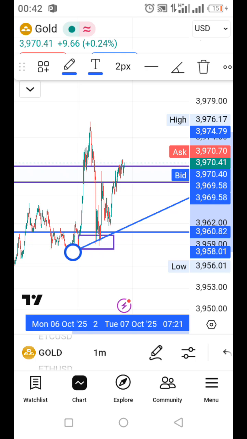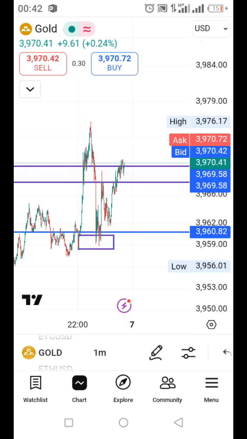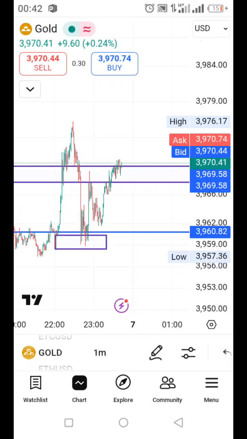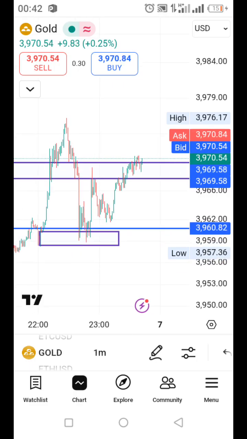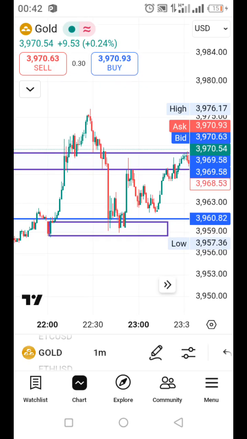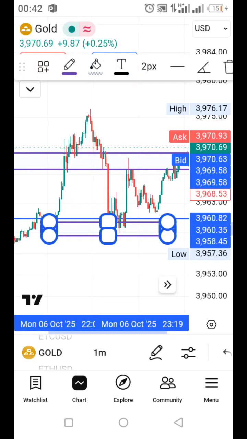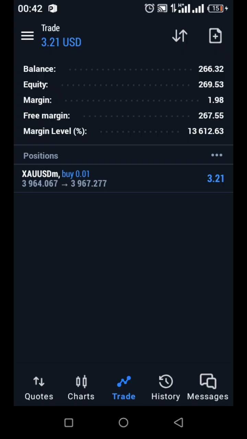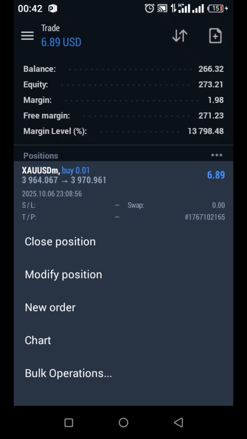Okay, guys. Later I will give you updates concerning the price movement. For today, I think we'll just go. I will just go for a break. Let me go out. Wow, $6. Close position.